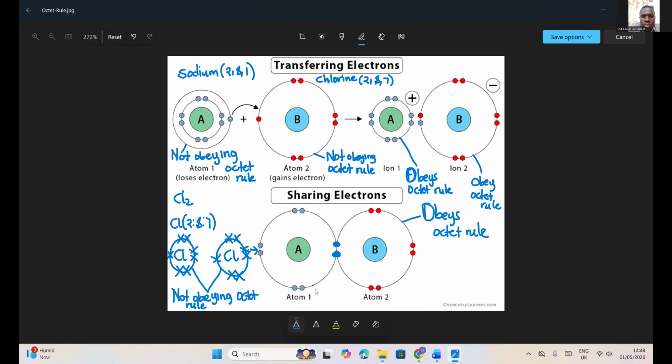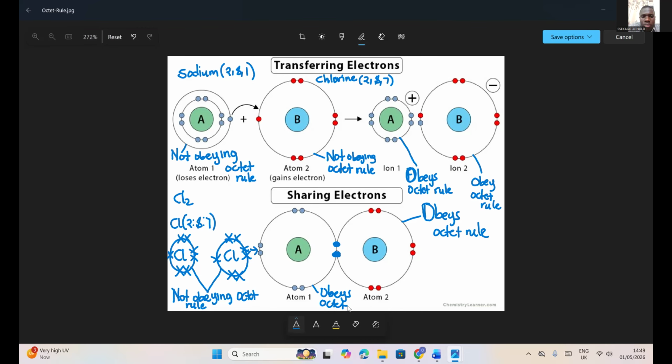Also, this one obeys the octet rule. Why is it obeying? It is having 8 electrons in the outermost shell. So you also count, looking at one circle at a time. You see that it has 8 electrons. So example 1, for sodium chloride, is for ionic bonding. Then the one down is for covalent bonding. Kindly take note of those 2. Hopefully the octet rule is understood.